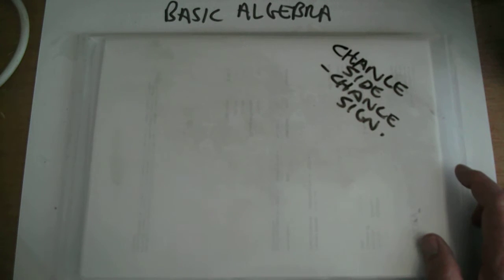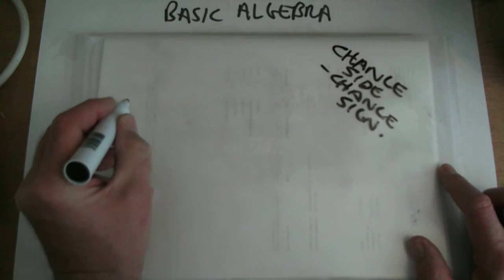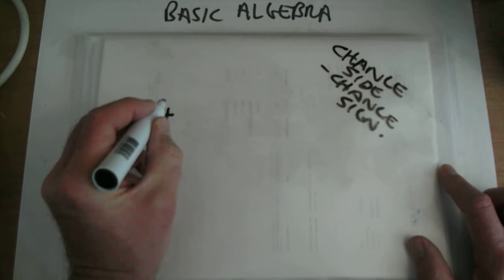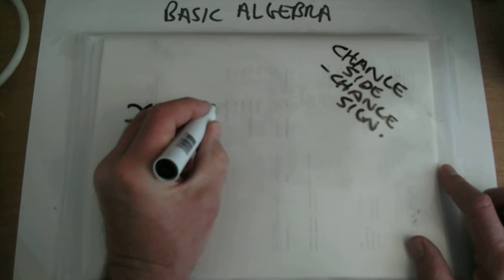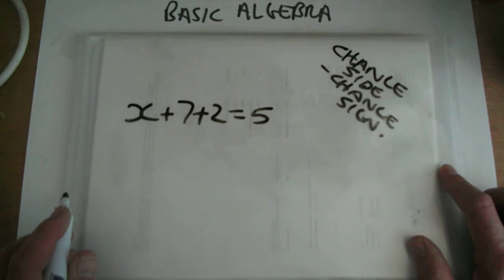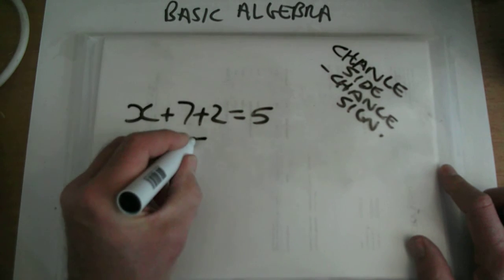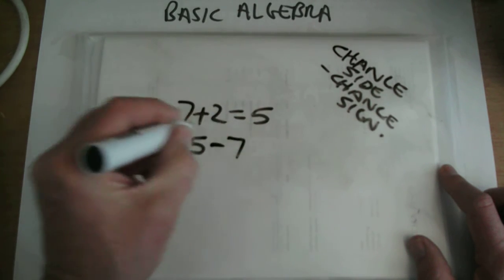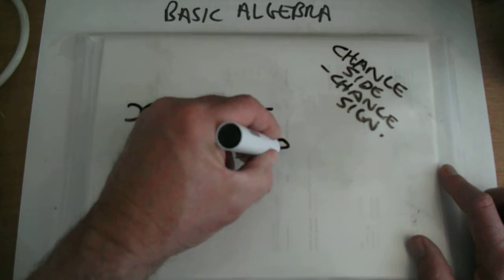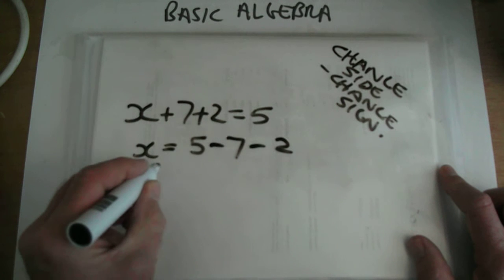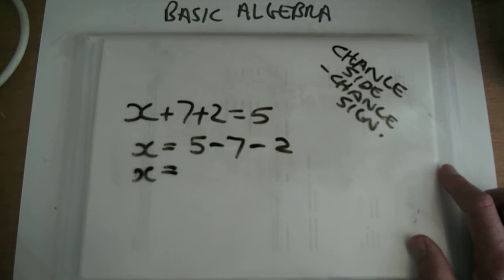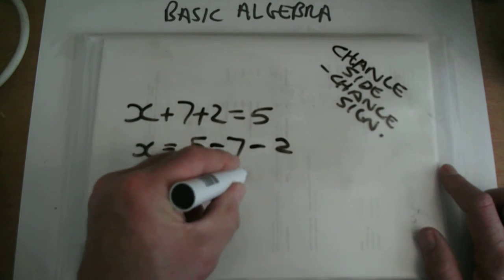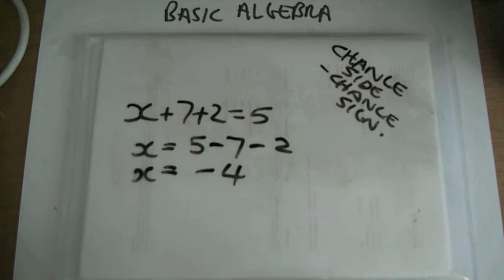Okay, so instead of A's and B's and C's, we're going to start using X's and Y's. So if I have, say, X plus 7 plus 2 equals 5. How do I find X? Well, X equals, I've got 5 from that side, I'm going to take the 7 and the 2 over to the other side. So the plus 7 becomes minus 7 and the plus 2 becomes minus 2. So X now becomes 5 take away 7, is minus 2, and take away another 2, I get minus 4. So that's the answer to that one.